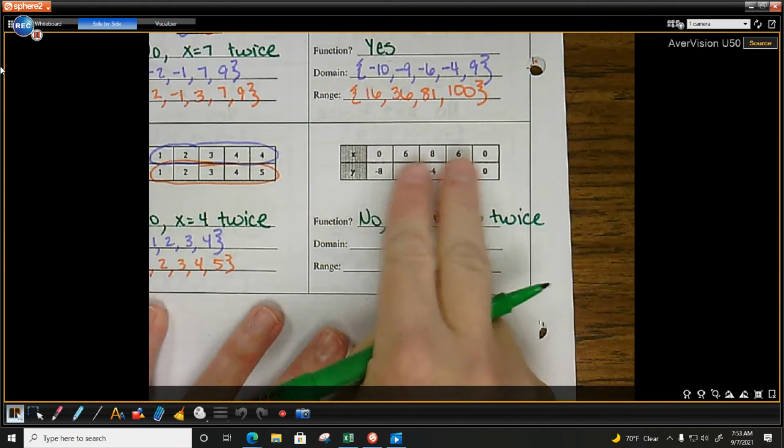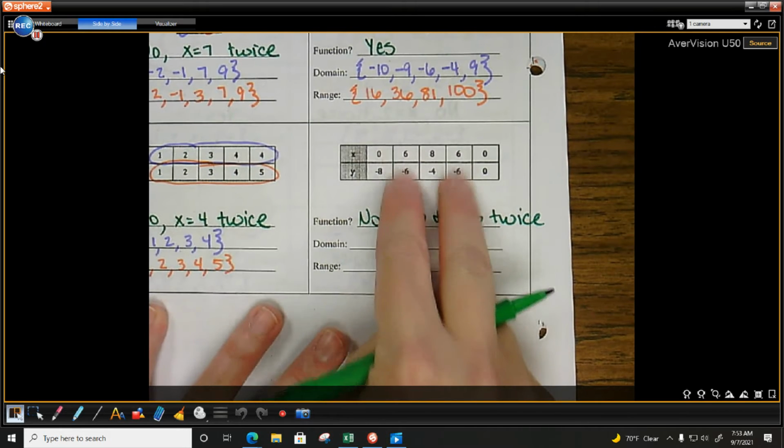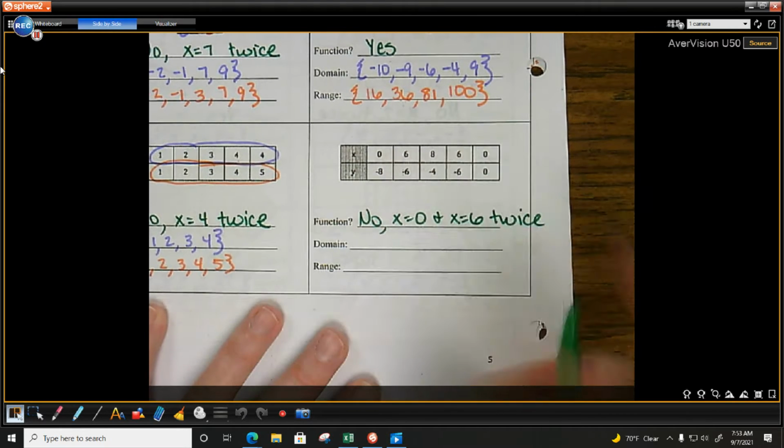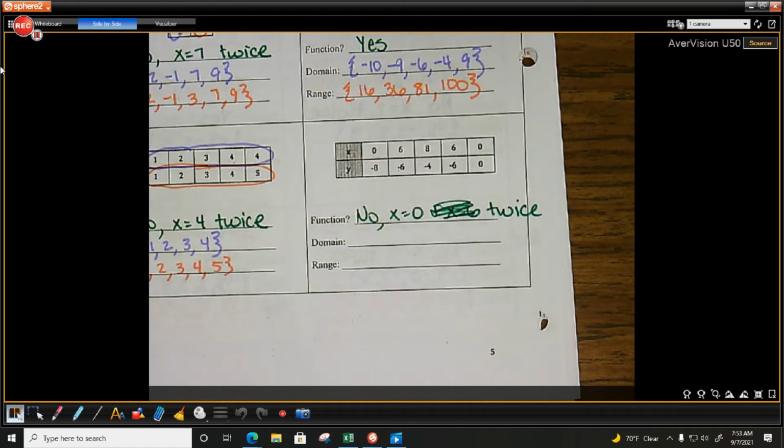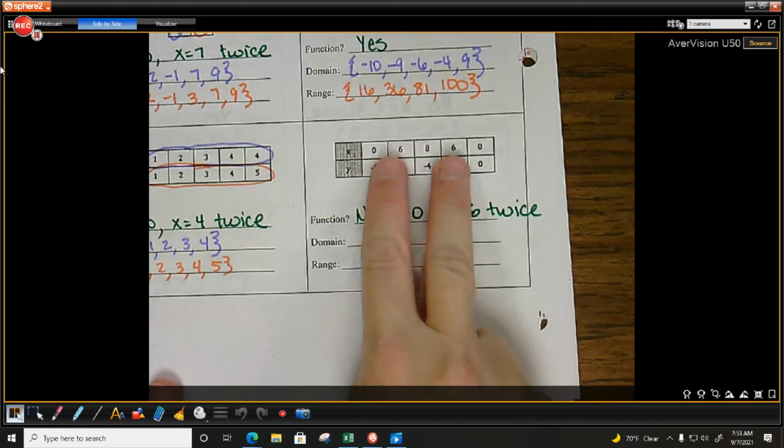So no, because x equals 0 twice. I have repeat 6's. Oh, but do I really have repeat 6's, guys? No. Nope. So just x equals 0 twice, because these are exactly the same points, right?